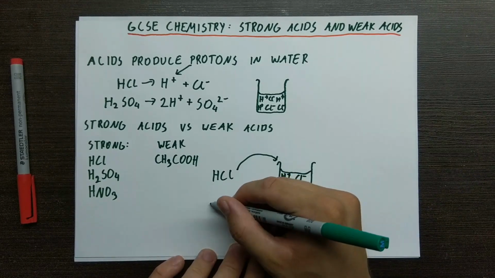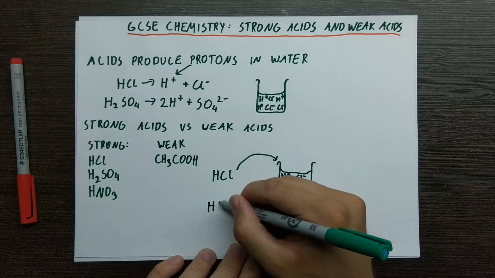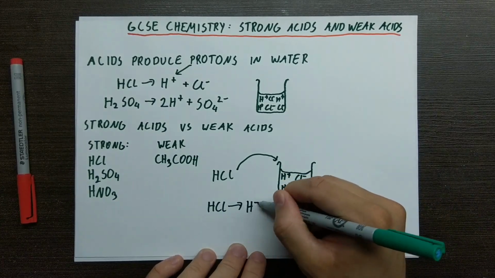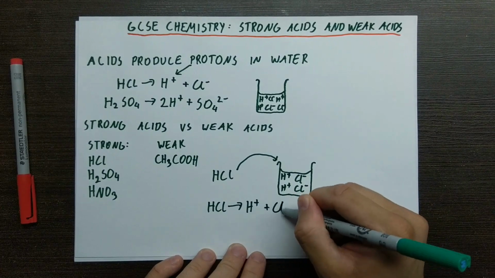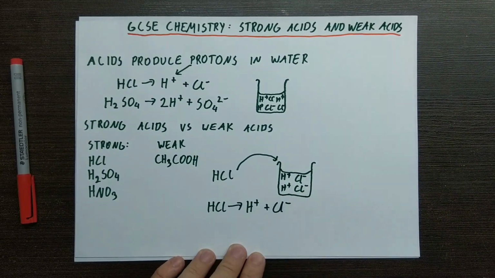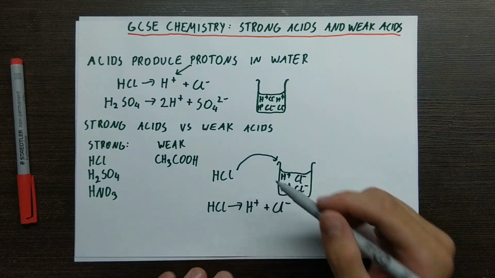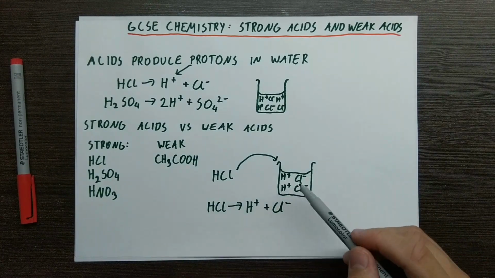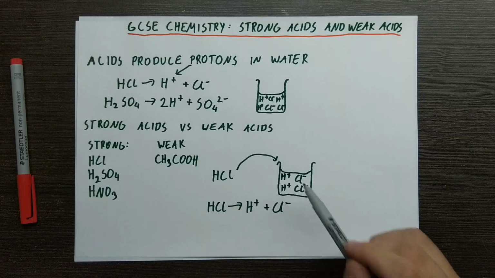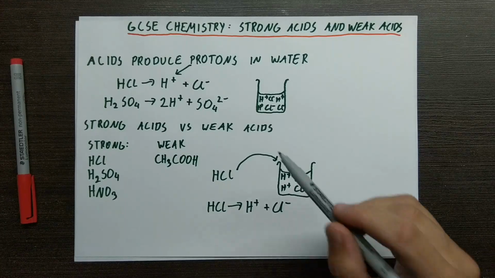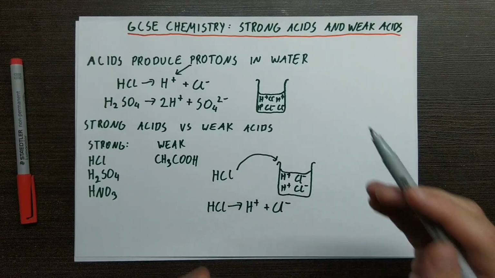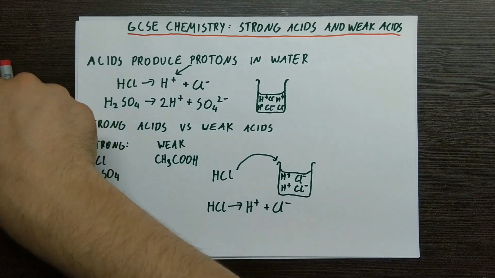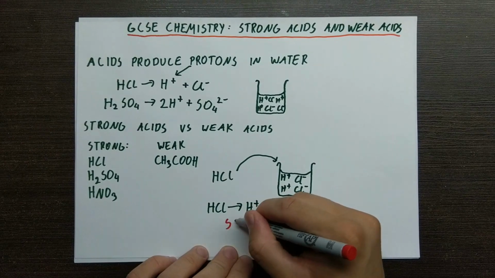So we could write this down like so: HCl goes into water and splits into H+ and Cl-. That's actually what happens in a strong acid. Every single molecule dissociates in water. Every single molecule splits into ions in water, and that's what's crucial about strong acids. So that is strong.